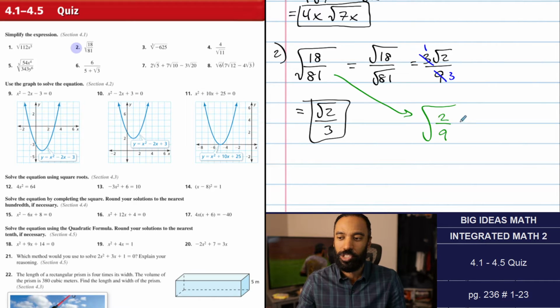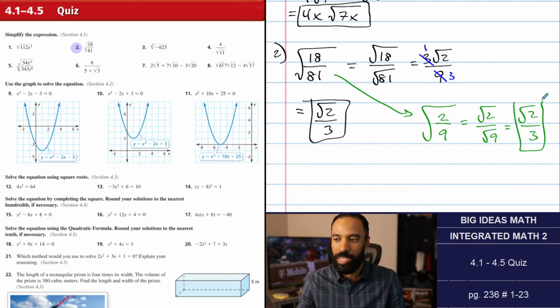And look at that. This turns into square root of 2 over square root of 9. Square root of 9 is 3. You get root 2 over 3. I'd say that was easier.